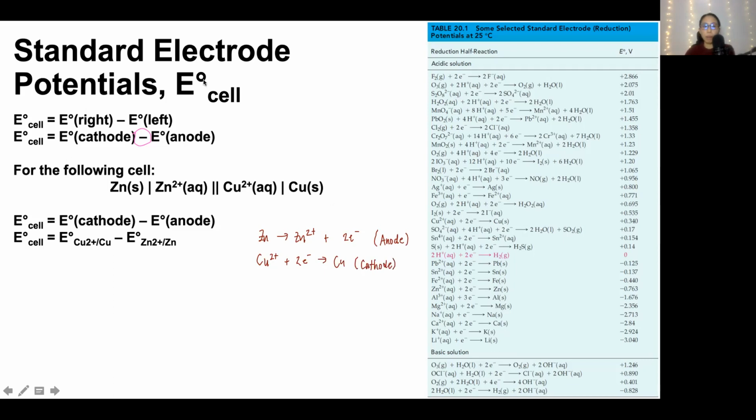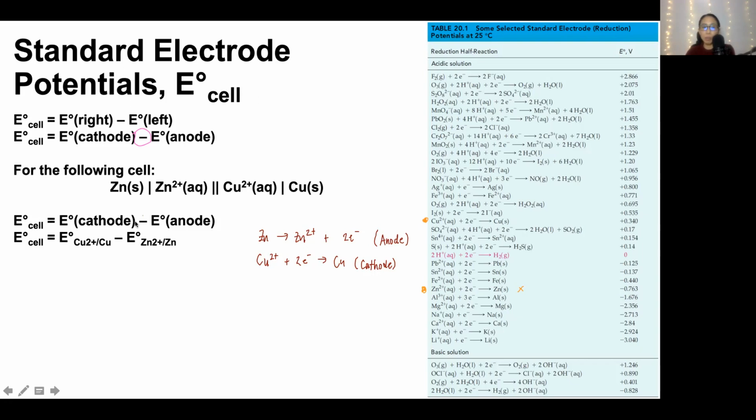So if we look at our table of standard reduction potentials, we see here zinc. So there's your zinc reduction half reaction. And we see here copper reduction half reaction. But again, zinc is being oxidized. So this is not taking place, but the reverse of this reaction. So we will not use negative 0.763. Okay, the reverse of the reaction is taking place.